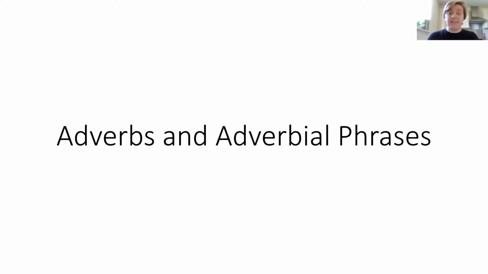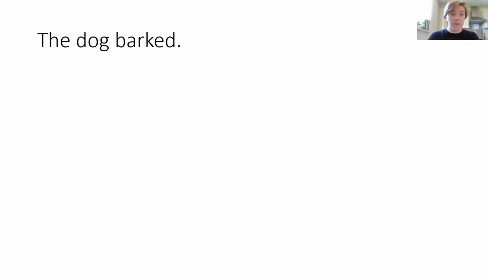Hello, Year 3-4. Now, for today's lesson, we're going to have a look at adverbs and adverbial phrases and their position in a sentence as well as their purpose. So, to go on with the sentence we've been looking at, we've got the dog barked. In that sentence, the dog is the subject of the sentence, it's what the sentence is about, and barked is the verb, it's what the dog is doing.